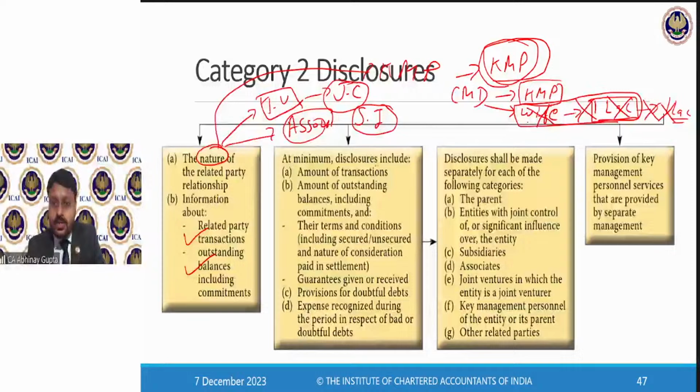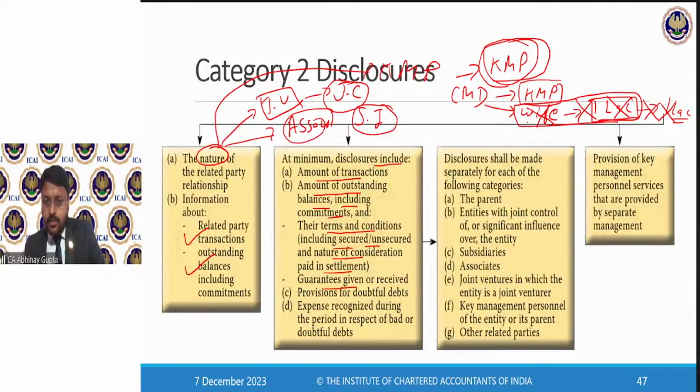Now, at minimum, disclosure will include the amount of the transactions, the amount of the outstanding balance, including commitments, if any, at the reporting date, and the terms and conditions, the secured or unsecured nature, and the consideration paid in the settlement. So if there are any loan transactions with any of these related parties, then the key terms and conditions: whether the loan is secured or unsecured, what consideration was paid, what interest is charged, or what the frequency of the interest is. All that can be disclosed, right?